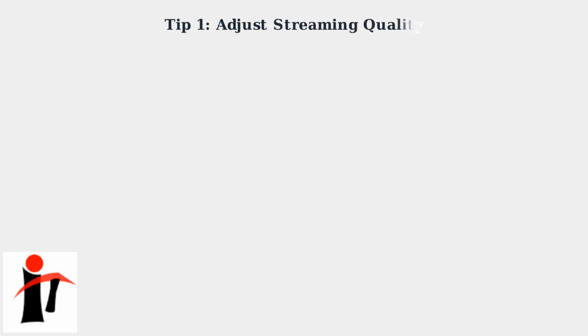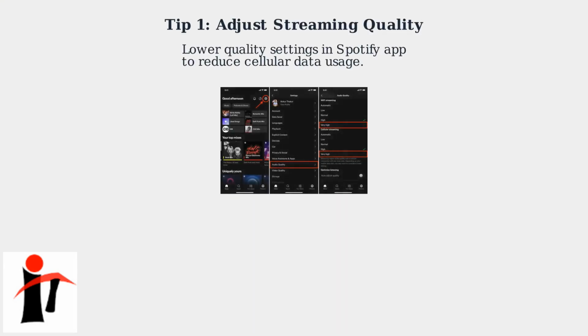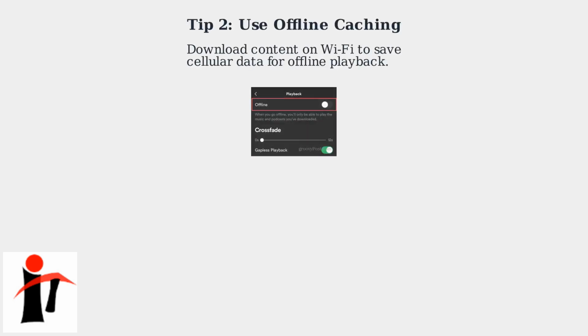To reduce data usage while streaming Spotify in your Tesla, adjust the streaming quality settings in the Spotify app. Lower quality uses less data without significantly affecting sound during drives. Consider using offline playback caching when connected to Wi-Fi. Download your favorite playlists and albums in advance to enjoy music without using cellular data during your drives.